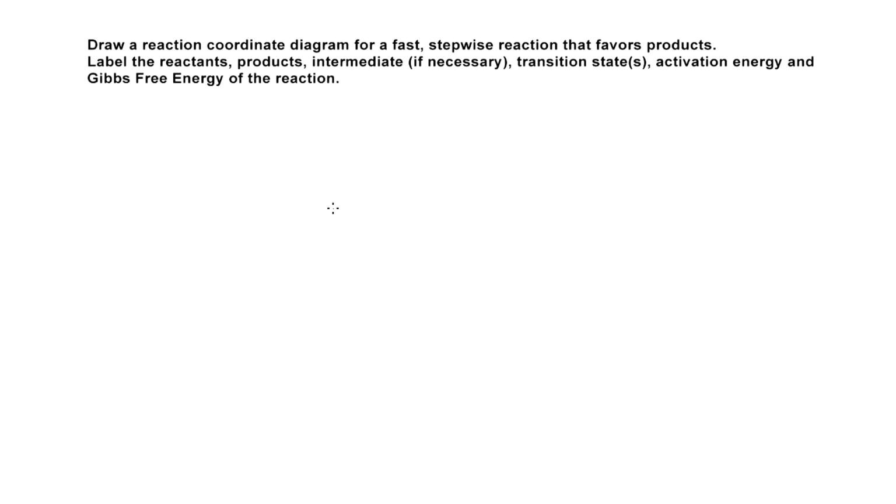Okay, so the question here says to draw a reaction coordinate diagram for a fast, stepwise reaction that favors products. Now we're going to be labeling the reactants, products, intermediate if necessary, and it is because stepwise will have 2 plus transition states. Transition states, activation energy, and Gibbs free energy of the reaction.